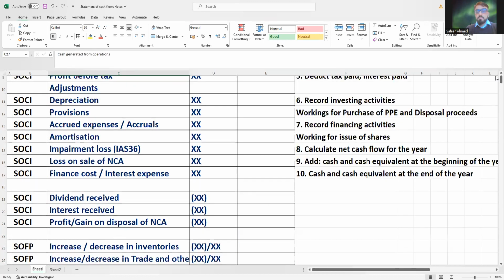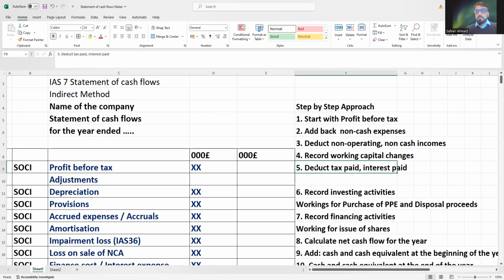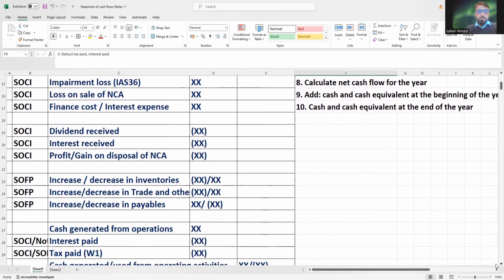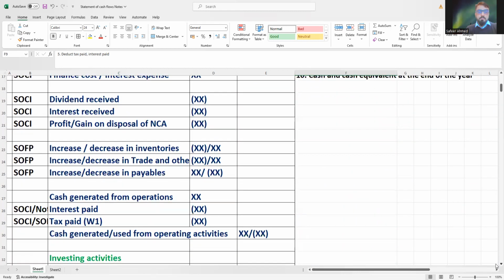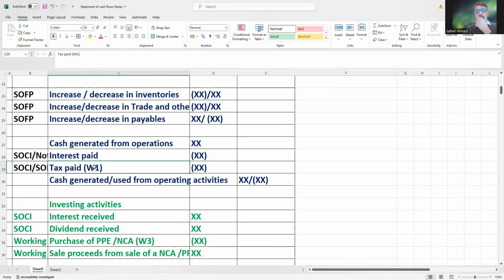And then the next step, which is step number 5, is that you will be deducting tax paid and interest paid. Now, tax paid, you might have to do working for that. Interest paid is going to be straightforward. They will tell you how much interest is paid, or if they don't tell you, we will assume that the total finance cost, total interest expense, all of that was paid during the year. So once you deduct that, this gives you the cash generated or used from operating activities. So this is the end product of the operating activities.